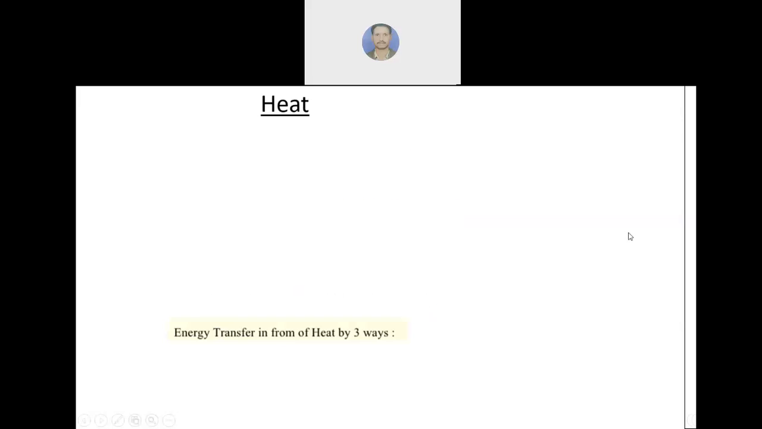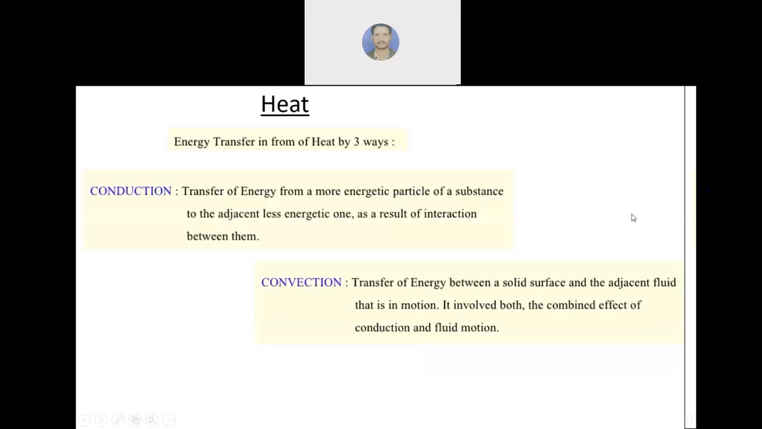Now, what is heat? We already know heat is a form of energy which occurs due to the difference in temperature. It is a form of energy by virtue of temperature difference. Now, the transfer of heat takes place in three ways. What are those three ways? Conduction, convection, and radiation.